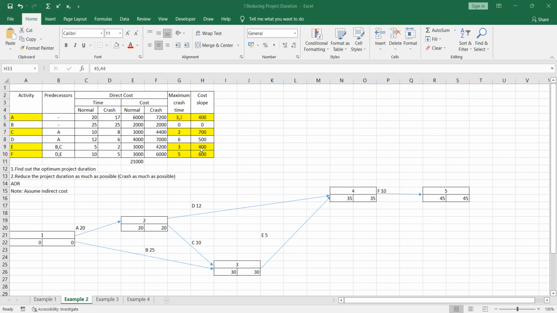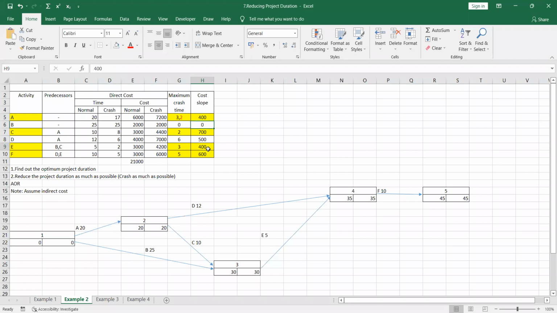Aisha, the next one, so our critical path is still the same. So we have to now again see what is the activity that we are going to crash. So in that activity also we have to see the minimum cost slope. So the minimum cost slope is having for the activity A and for the activity E.